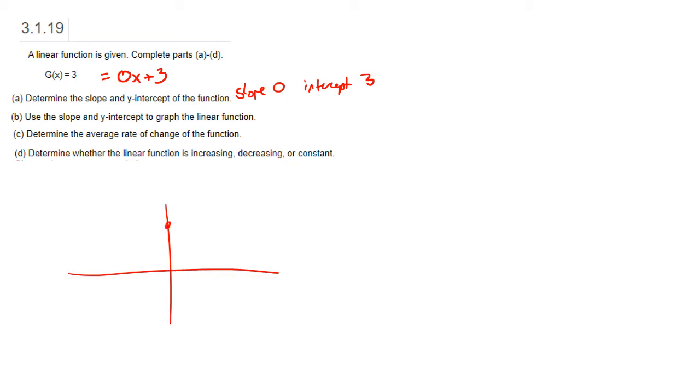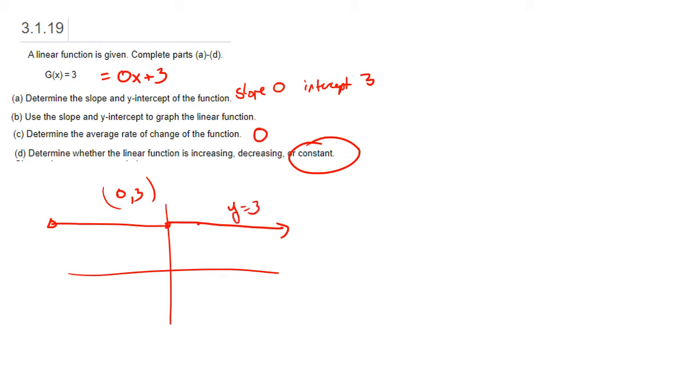So I go through the point 0, 3, because that's my intercept. And now if I move 1 unit to the right, I move up or down 0 units. The slope is 0, which means I stay at the same height. The average rate of change is the slope, which is 0. And since this is not going up, nor is it going down, this is a constant. It is the constant line y equals 3, or just g of x equals 3.